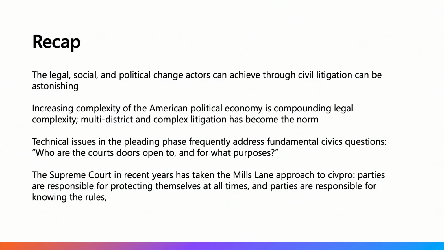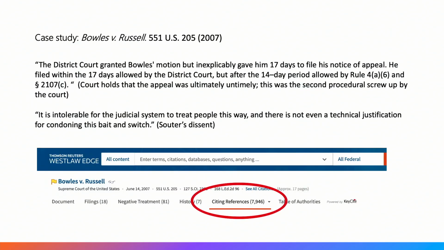Just to go through a case study, the Supreme Court in recent years has taken the Mills Lane approach to civil procedure, which is protect yourself at all times, and you alone are responsible for knowing the rules when it comes to your case. So there's a case called Bowles v. Russell from 2007. Keith Bowles had a habeas petition in front of a federal court. They screwed up by failing to notify him that they had entered a final judgment in his case.